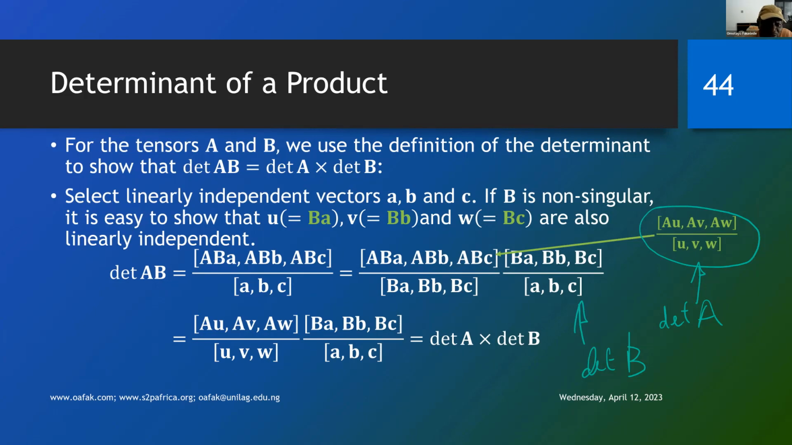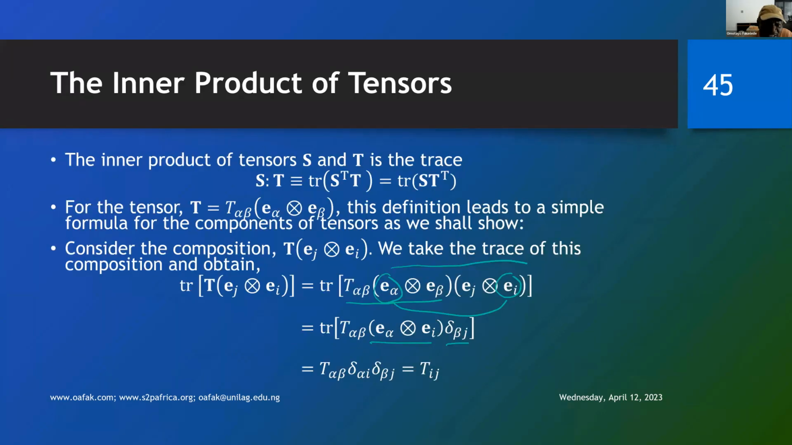And then we introduced the idea of the inner product of two tensors, and it is the trace of the composition of the transpose of one with the other one. It doesn't matter which one we take the transpose of. You can take the transpose of the first one or the second one. And because the trace of the composition is commutative, it doesn't matter which one you take as the first or the second one. Just take the transpose of one of them.